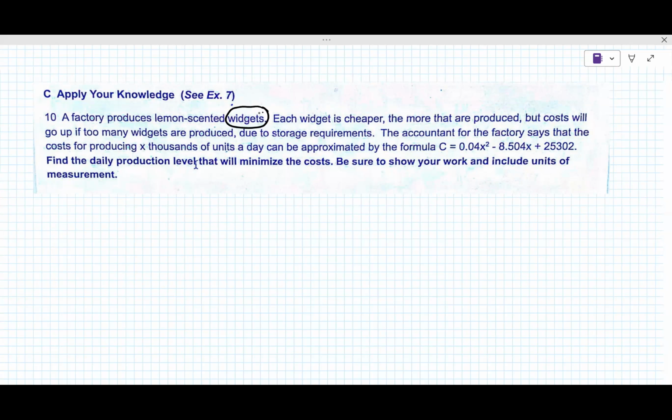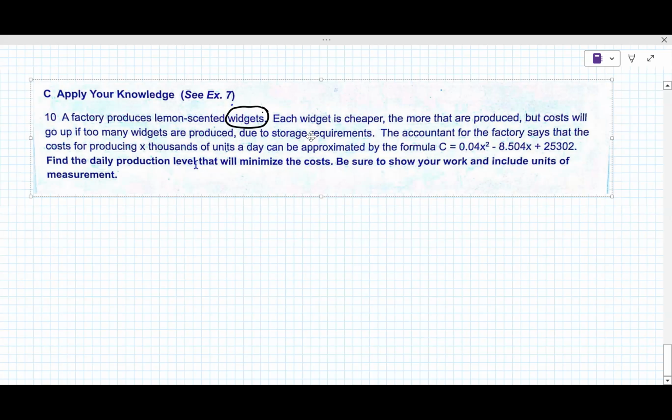So lemon scented, when I think of lemon scented, I think of maybe dish soap or something, but that's what it is. So if you don't like that, think of it as lemon scented dish soap. Each dish soap is cheaper the more that are produced, and so on. If too many dish soaps are produced, due to storage requirements, costs go up.